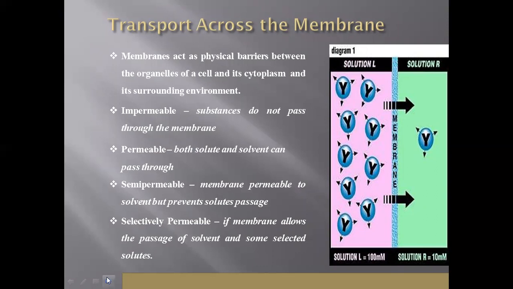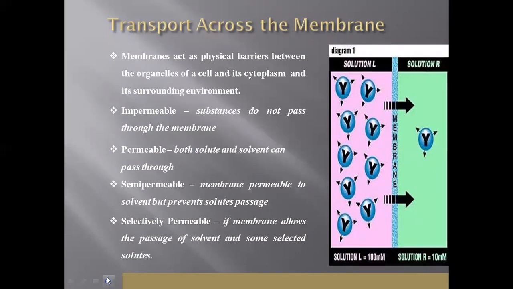Through the plasma membrane. The plasma membrane is the basic thing through which substances from the outside environment enter the cell, or are transported from one cell to another cell, right? The membrane acts as a physical barrier between the organelles of a cell and cytoplasm and its surrounding environment, right?